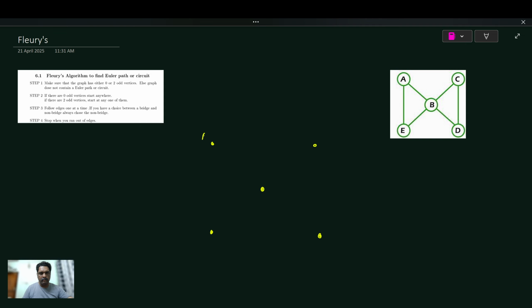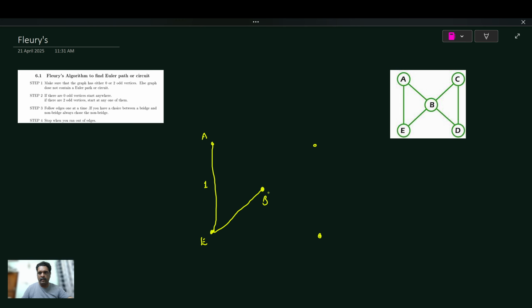Say we start from the vertex A, and we can choose any edge from A. So I just choose the edge from A to E. Let's choose randomly. That's our first edge. Then from E, there's only one edge, from E to B. So I choose that edge from E to B.